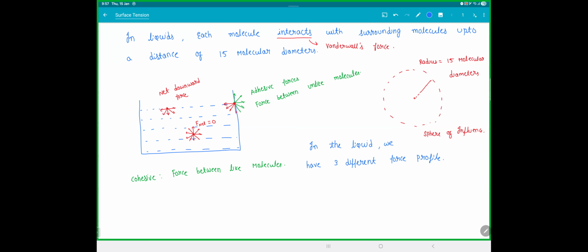So first thing, the molecules inside the liquid have zero force. So these things, they do nothing. So we're not interested in them. The molecules on the surface, they create something. So we are interested in that. We'll study that first. That's what will lead to surface tension.